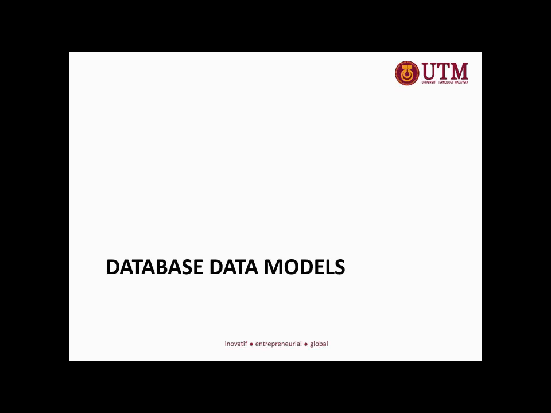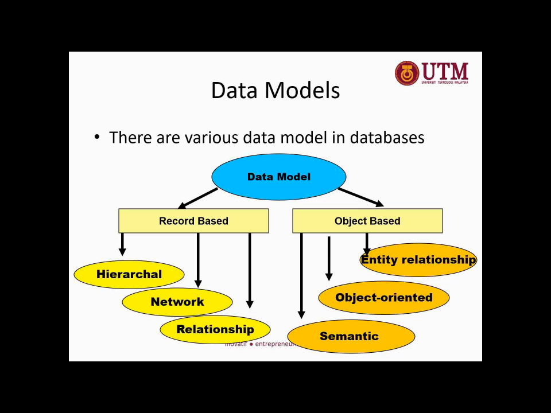Okay, so before we move on, we discuss a little bit on the data model. We have 2 types of data model in database. The first one is record based, the second one is object based. Record based is the previous development of data model in database, and object based is the current or latest development of data model in database. In record based, there are several kinds of record based data model: hierarchy, network, and relationship.